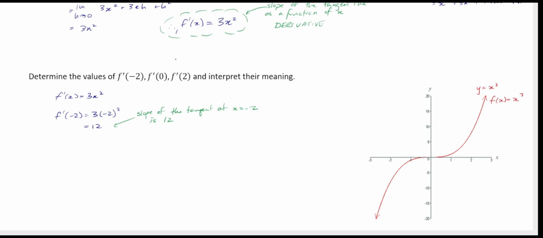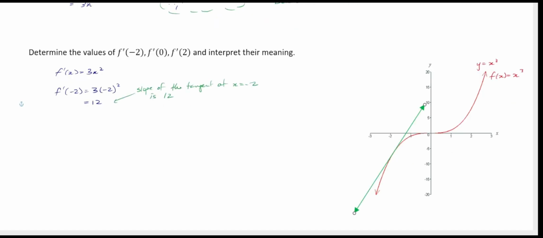Okay, so I've drawn a tangent line at x is equal to -2. I'll just denote that. That's the point of intersection. That's x is equal to -2. And we can see that the slope of that right there is 12. So the slope of that tangent line is 12.